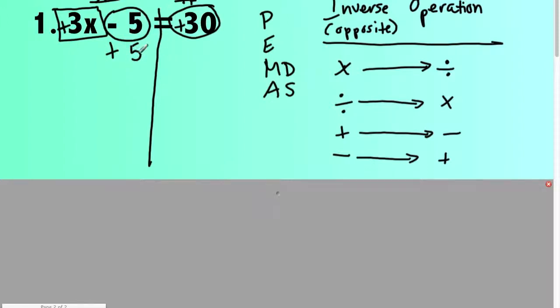Essentially getting rid of that negative 5. And if you do it on one side, you have to do it on the other. So that is pretty much the rule for inverse operation. You just have to do the opposite and do it to both sides. So then you're going to get nothing here.